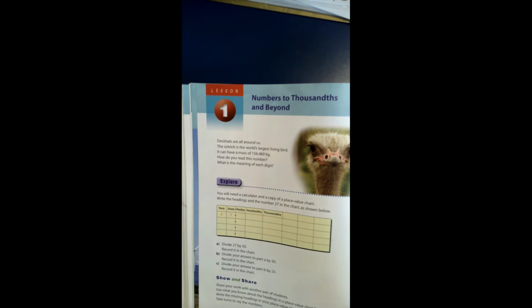Now, decimals are all around us. The ostrich is the world's largest living bird. It can have a mass of 156 and 489 thousandths. How do we read this number? What is the meaning of each digit? We're going to get into this in a minute.